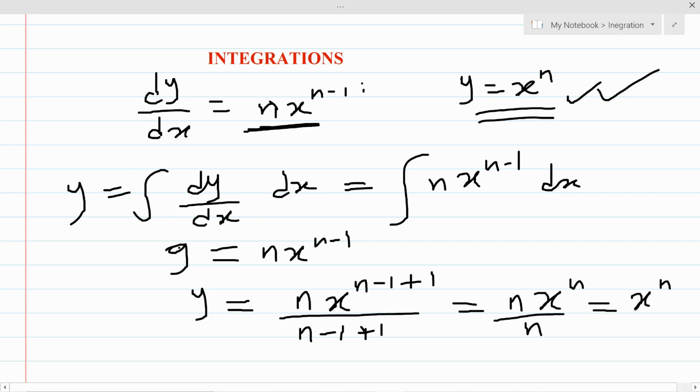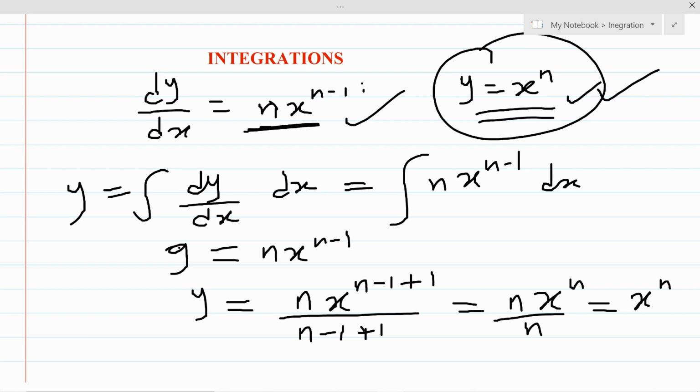So now we've been able to do something to the differential to get our parent function y equals x to the power n back. So now this comes to writing a general definition for integration of polynomial functions.